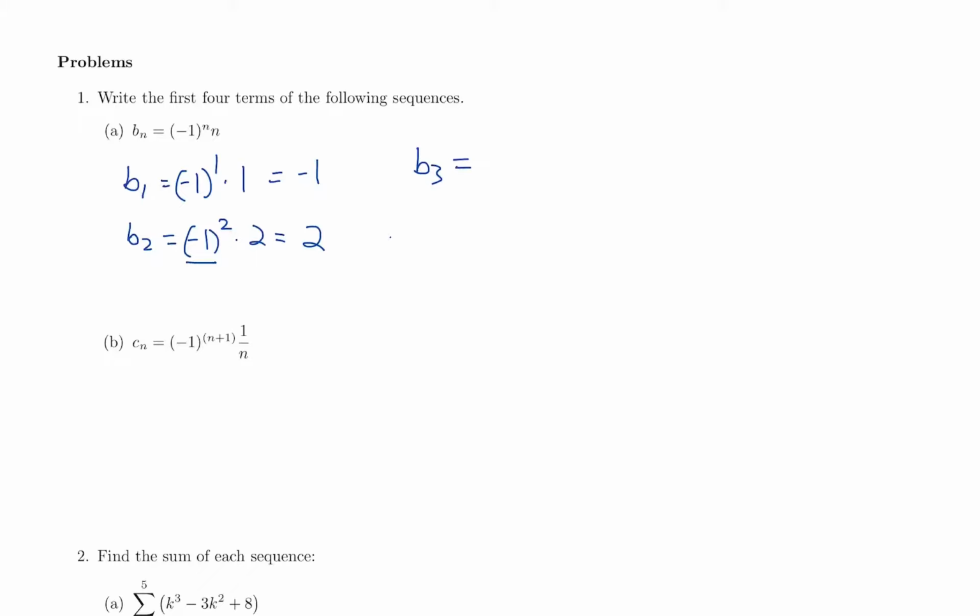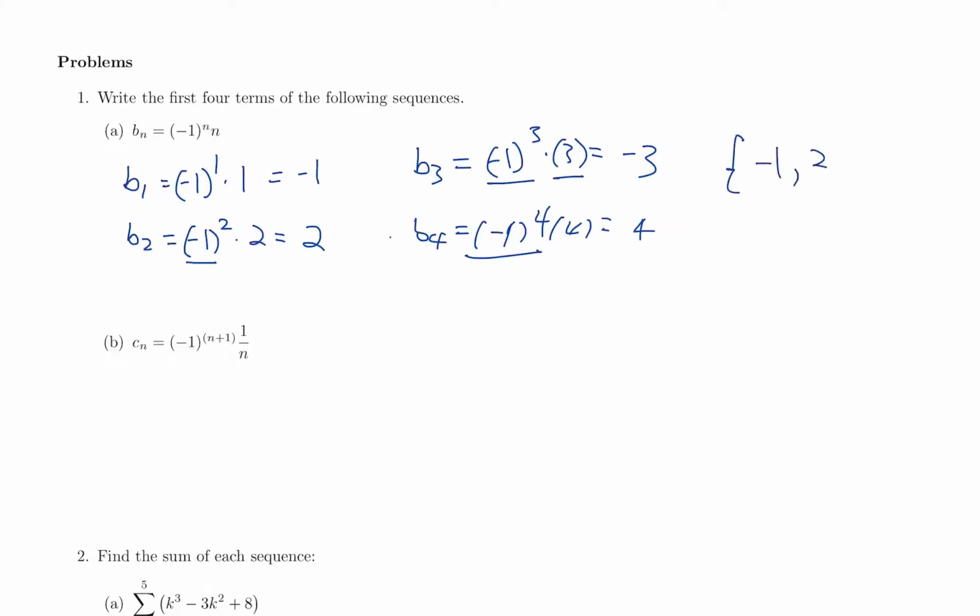B of 3, -1 to the third power times 3. This will be -1 times 3 gives me -3. Fourth power, this will be +1, so it'll be 4. So we have so far, you write in a bracket, -1, 2, -3, 4.